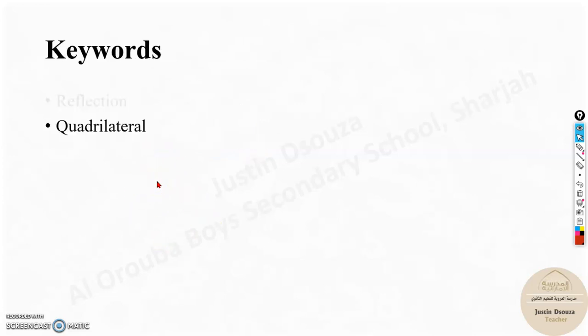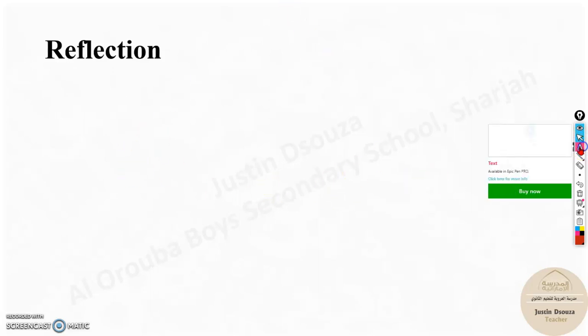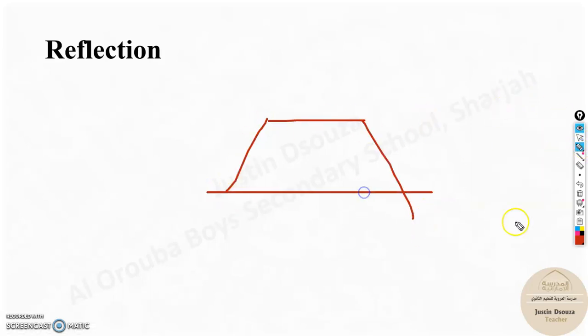Now, the keywords are reflection and quadrilateral. You know what reflection is? If you stand in front of a mirror, you get yourself reflected. That is reflection. Quadrilateral means a four-sided figure, like a square. Sorry, not a triangle. Quad is four sides. A rectangle is a quadrilateral, or any other four-sided shape. So now, this is a quadrilateral.